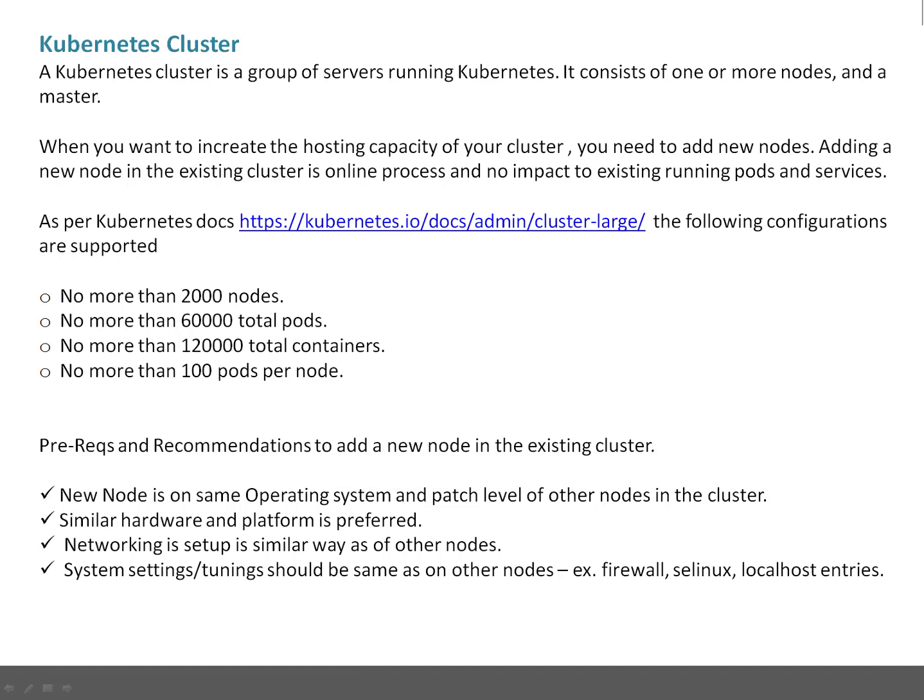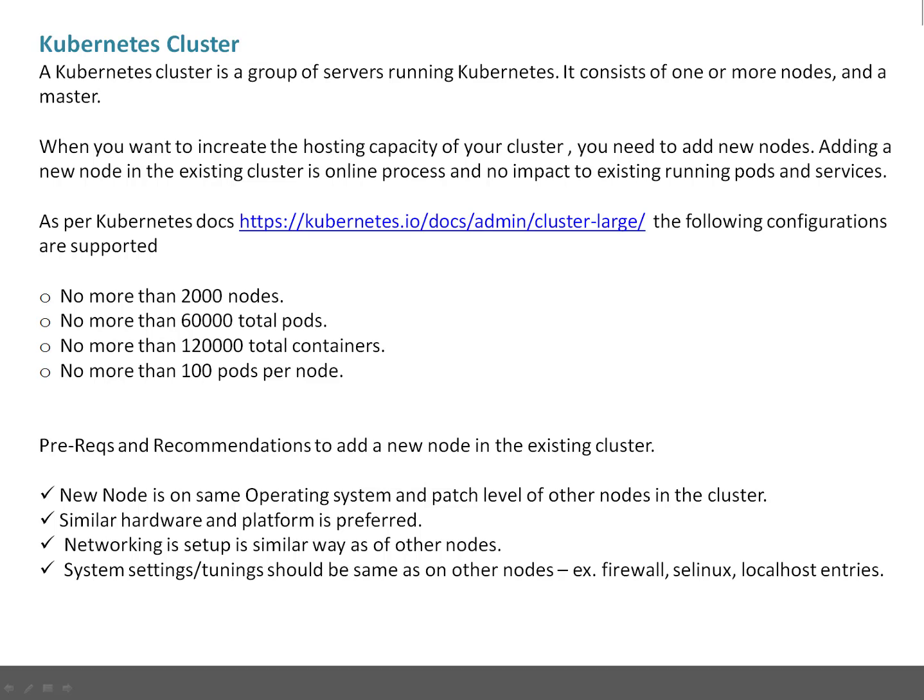Though we have already discussed what a Kubernetes cluster is in the past sessions, I'm just going to give a little bit of overview. A Kubernetes cluster is a group of servers running Kubernetes. It consists of one or more nodes and a master. You can even have multiple masters. When you want to increase the hosting capacity of your cluster, you need to add new nodes because the actual Docker containers or the pods run on the nodes. Adding a new node in the existing cluster is an online process, and there is no impact on the running services or running pods on the existing cluster or existing nodes.